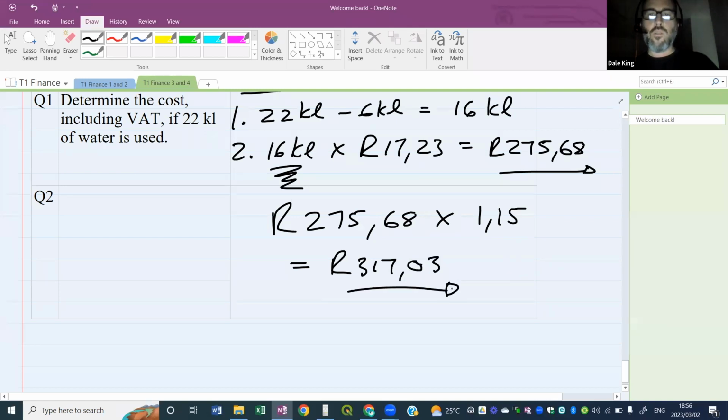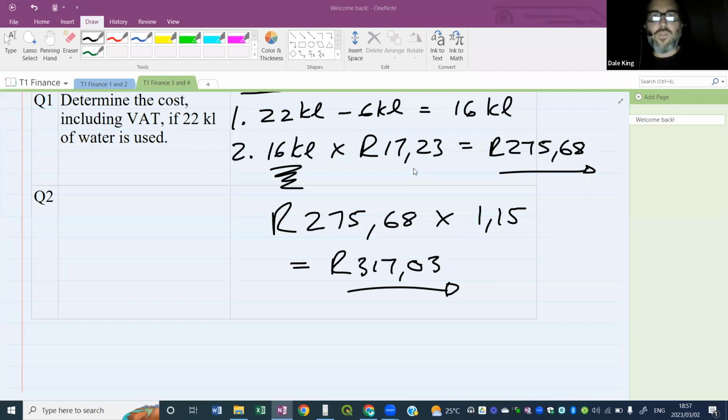All right, 317.03. Oh, I've got 379 there. 317.03. Gersha, well done. Sambulo, well done. All right, looks like those two people are the only ones that put the answers there. Okay. 317.032. Sito, well done. We rounded off to two decimals, so we'll leave it as 317.03.